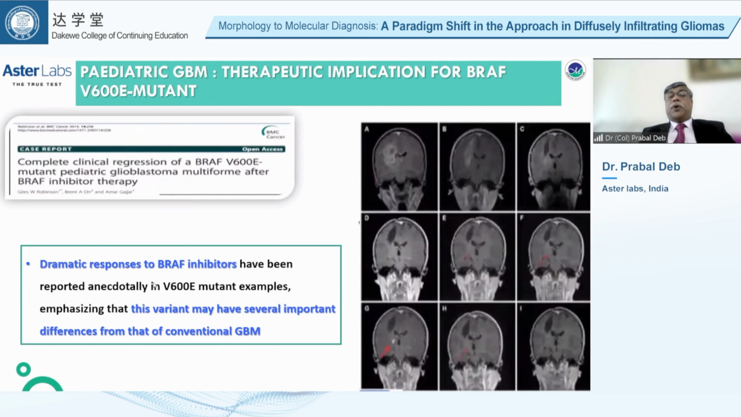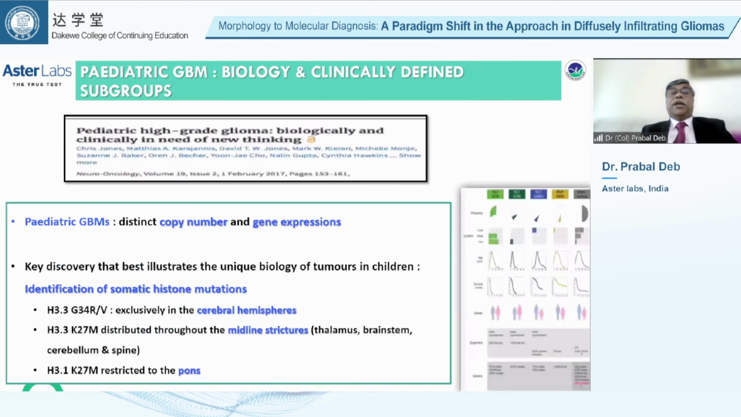There's a dramatic response to BRAF inhibitors in these cases, which we have personally encountered in a number of cases, and a number of case reports and series have said that in cases of epithelioid GBM, there is a need to assess for BRAF V600E mutation.